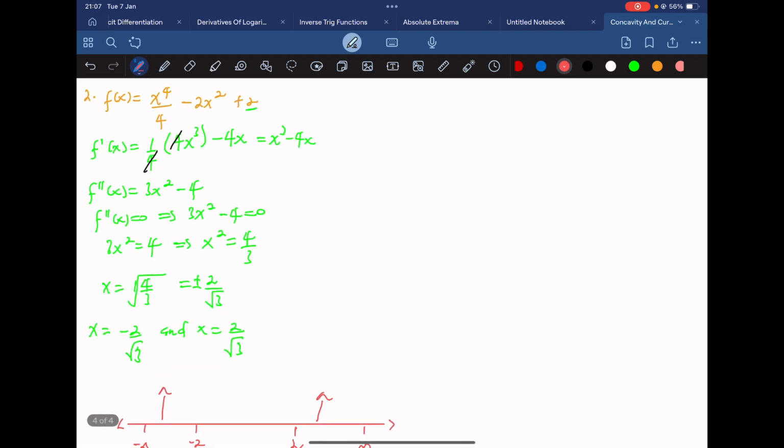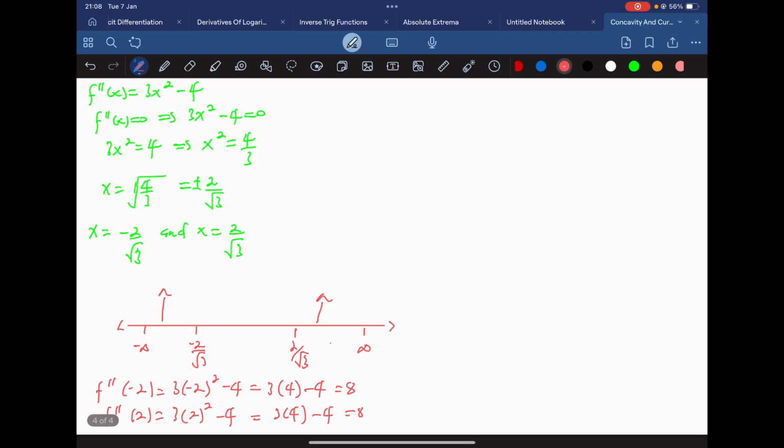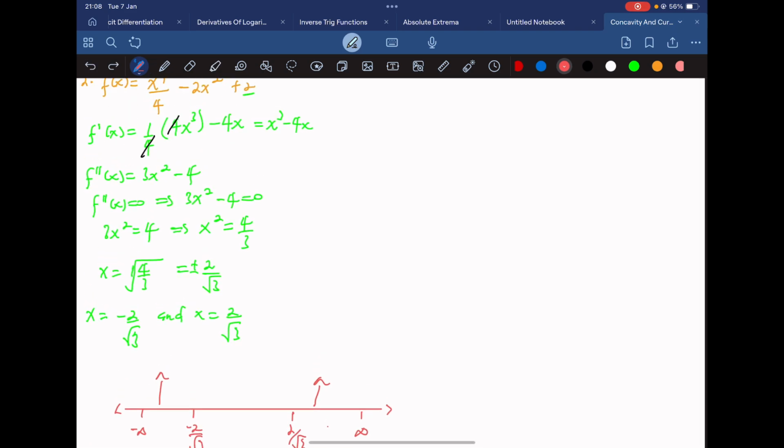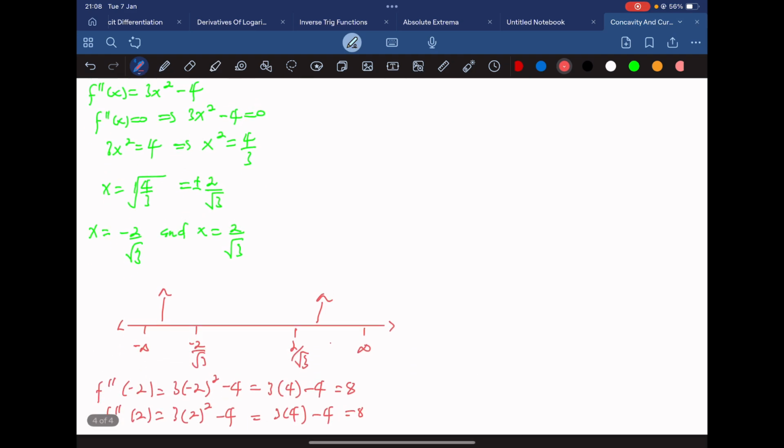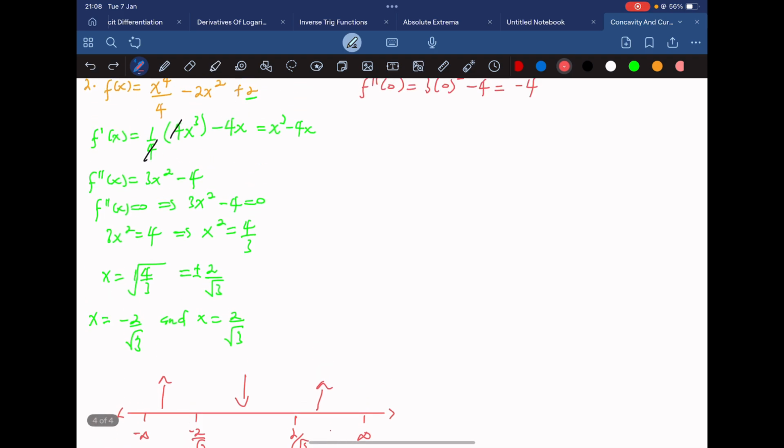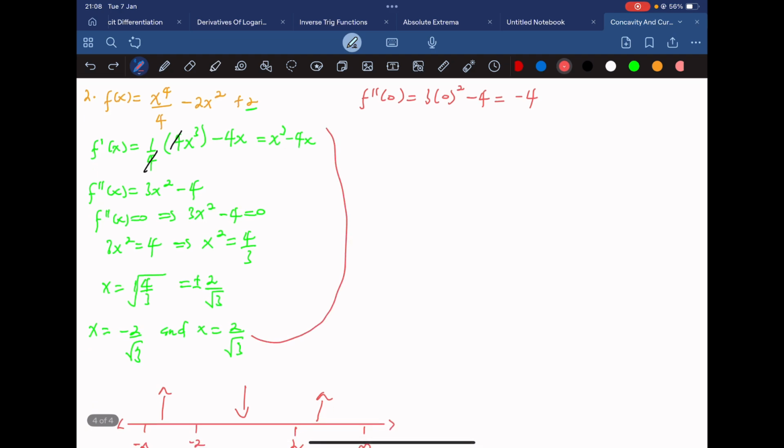Now the last one, we can pick a number between these two, so we can select 0. So we have f double prime of 0, and that is 3 times 0 squared minus 4, and this is minus 4. So basically this over here goes down. Then to find the inflection points, remember you have to find the x and y coordinates, right? So we have to substitute this back into our function to find the corresponding y value.